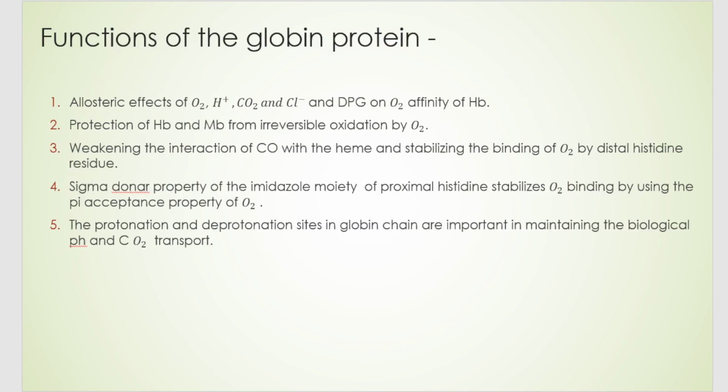And the last part is the function of the globin protein. What are the functions? One is that it shows allosteric effects, and it also protects hemoglobin and myoglobin from irreversible oxidation. You know that sometimes hemoglobin and myoglobin can suffer CO poisoning, but this is prevented by the globin chain. It also shows sigma donor properties, and it also helps in protonation and deprotonation of the globin chain, which is important for maintaining the biological pH and CO2 transport.